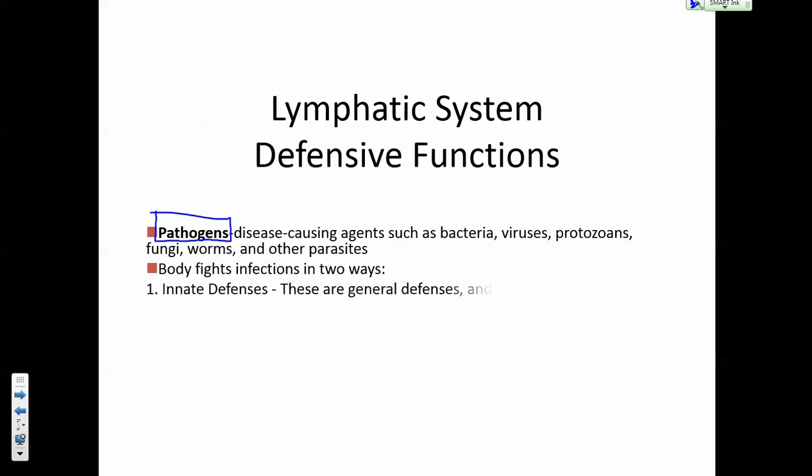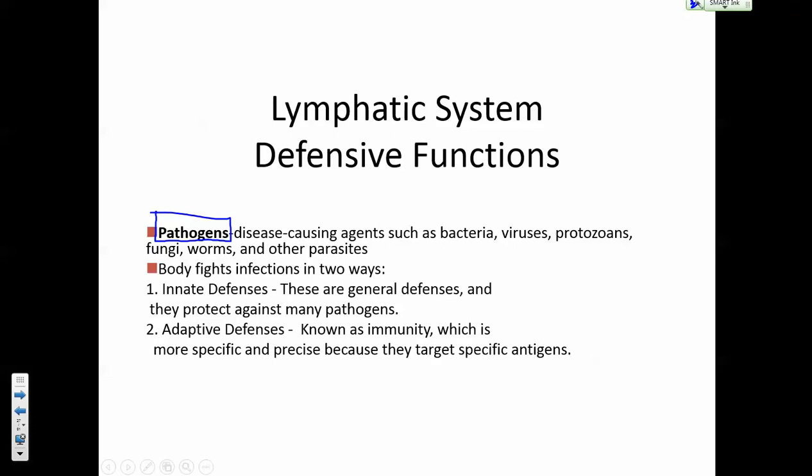And we fight these pathogens in two basic ways. One is more of a general defense, meaning like your skin. Your skin is fighting a whole lot of things at the same time. It's fighting bacteria. It helps prevent bacteria from entering because it's so thick. It's not specific to a particular bacterium or virus. It's just everything. Okay, that would be a general type of defense.